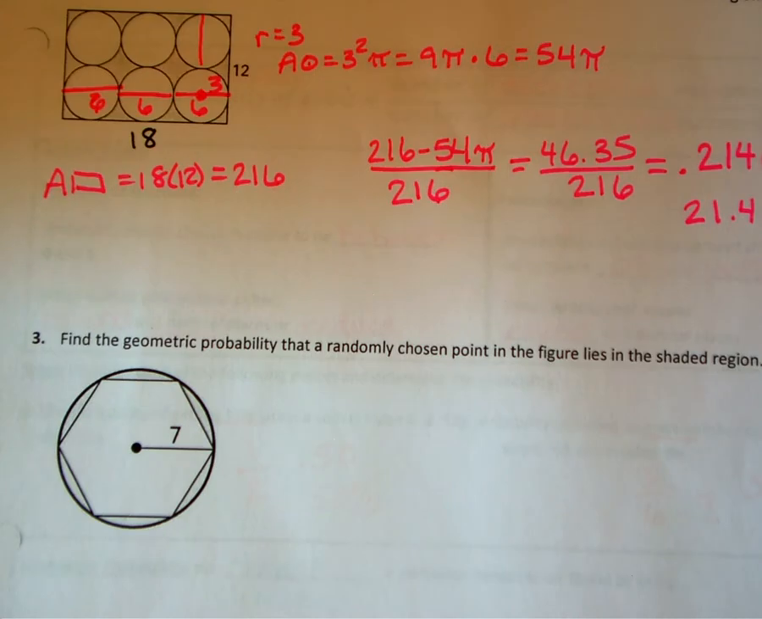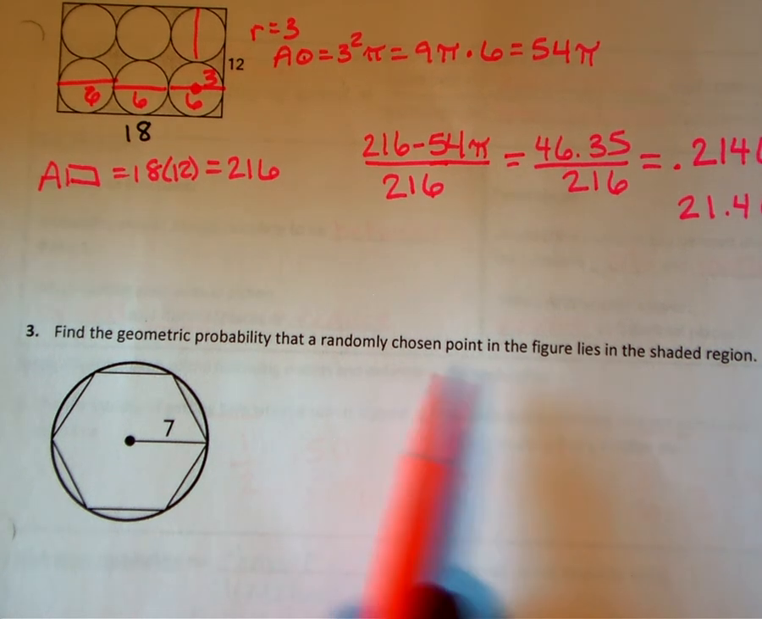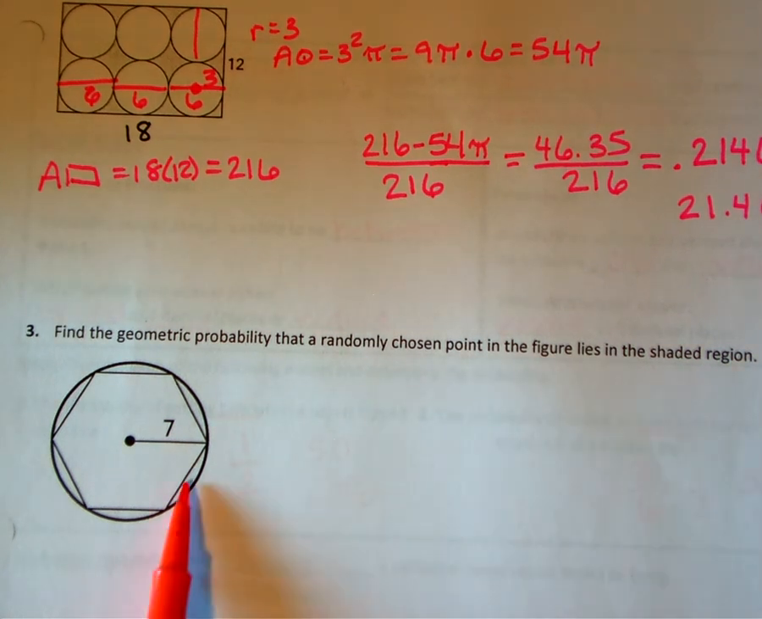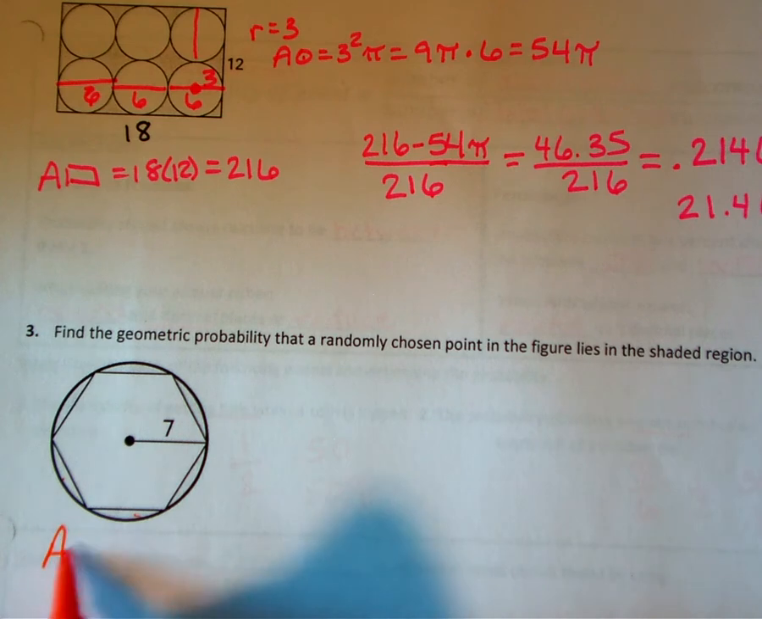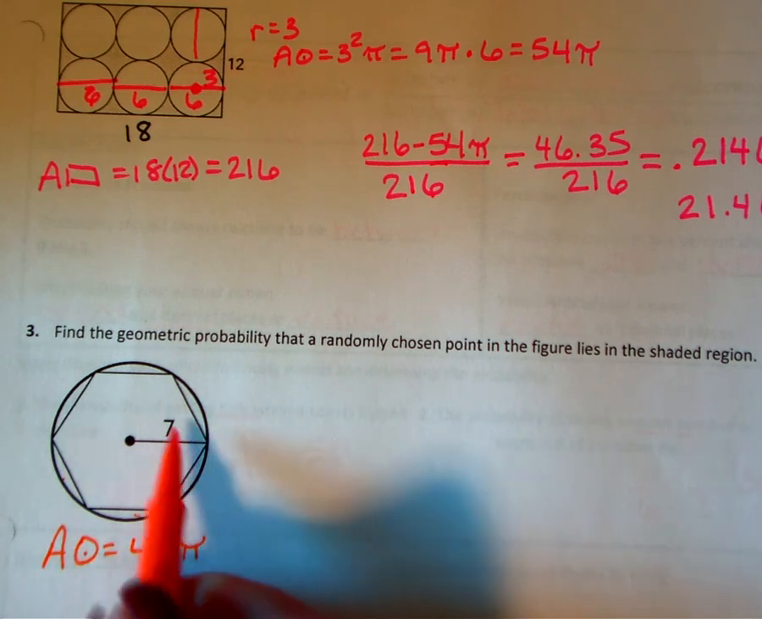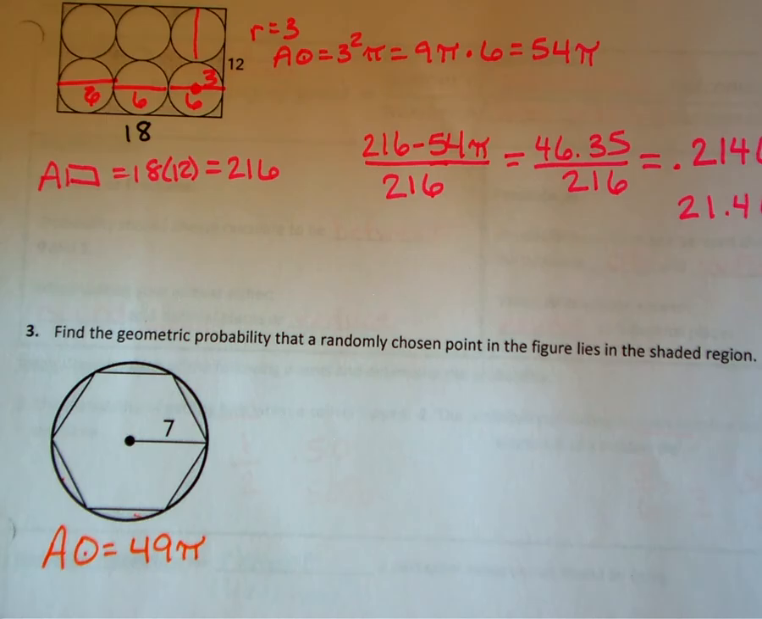Again, if you think you got it, go ahead and give it a try. You can pause the video and give it a try. Okay, so, next one, find the geometric probability that a randomly chosen point in the figure lies in the shaded region. So just this little bit of shaded region outside here. To start with, I find the area of the circle. It would be 49 pi, because my radius is 7.